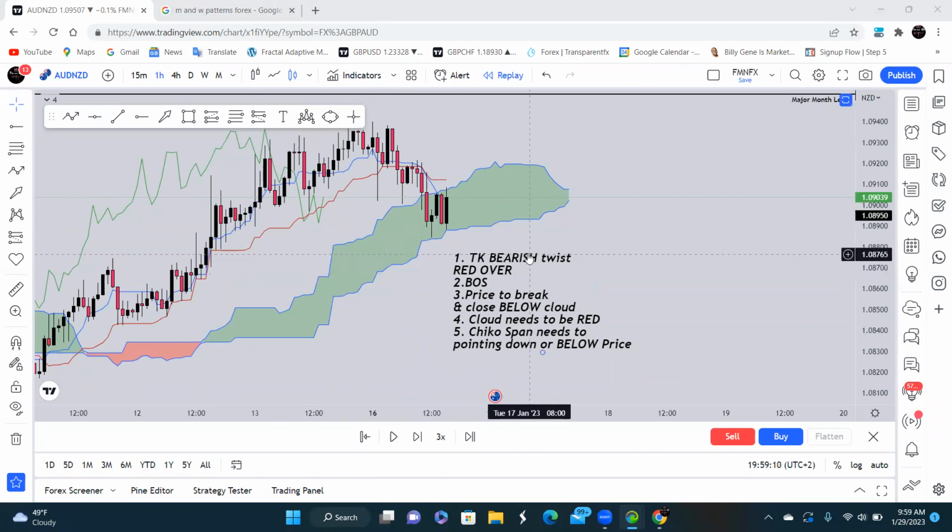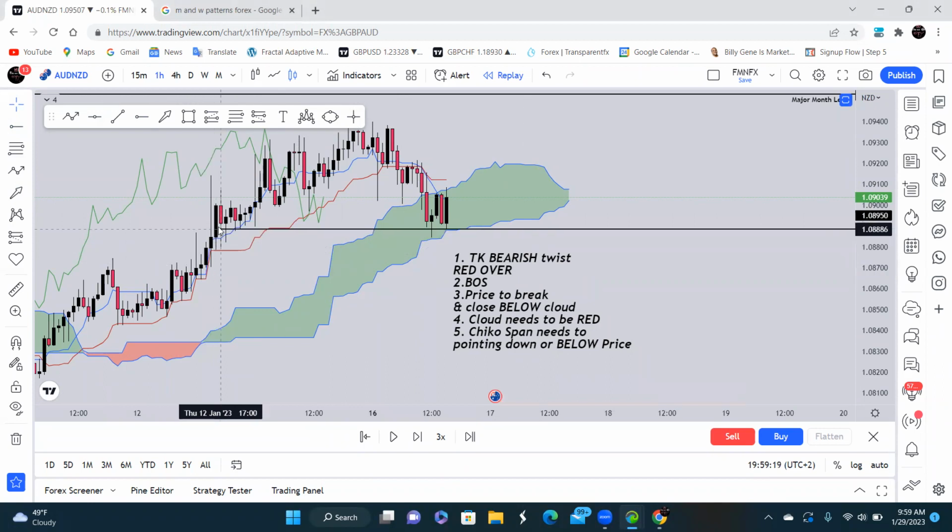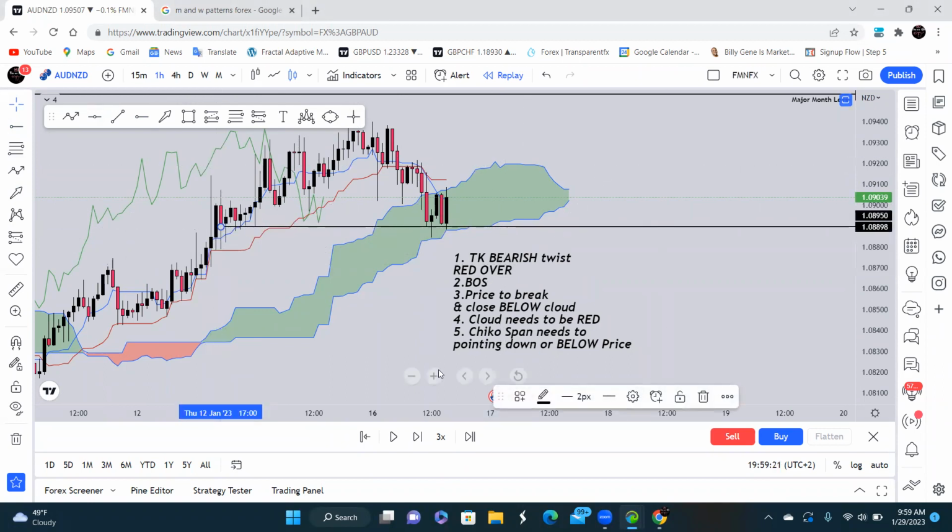All right. It looks like we kind of found a support level. So with that support level, we have what? Structure. Drag it across. Perfect. You see how I did that? It kept bouncing. We found structure. We look left. Old school, look left. So we have structure and we have our TK bearish crossover. We do not have a break of structure quite yet. Price needs to break and close below the cloud, and the cloud needs to be red. So those major things have not been met just yet.